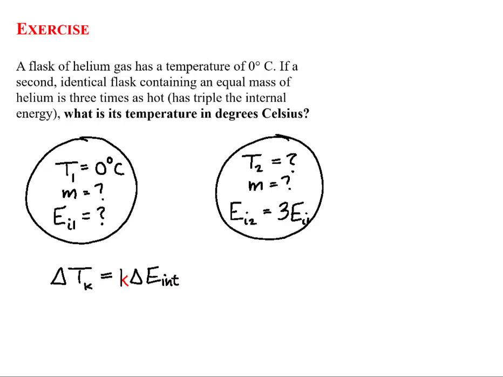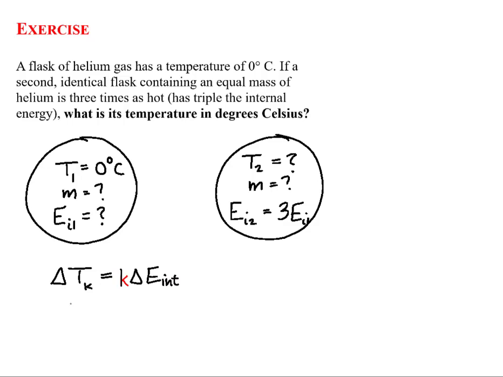But what this tells me is as internal energy changes, so does the temperature in the Kelvin scale. If internal energy doubles, the temperature in the Kelvin scale doubles. If internal energy triples, the temperature in the Kelvin scale triples. So we're given a key piece of information. These flasks are pretty much identical, and we know that the second flask has 3 times the internal energy of the first flask. So that means the second flask has 3 times the temperature in the Kelvin scale as the first flask. So I'm going to make use of that.